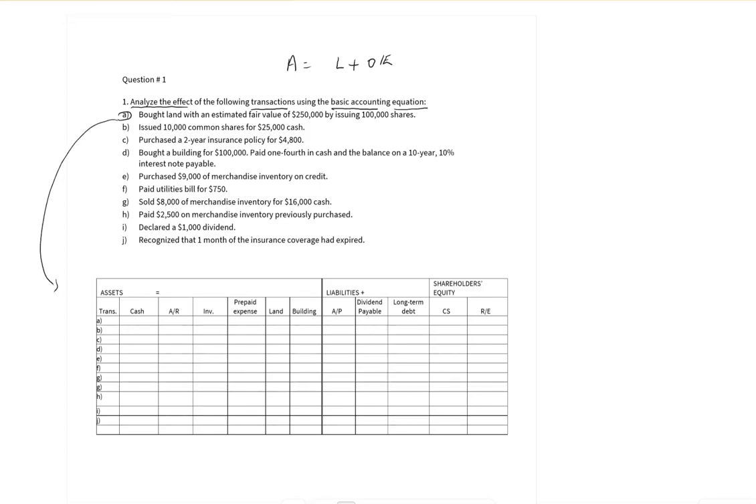The first one is we bought land. We got land with an estimated fair value of 250,000 by issuing 100,000 shares. So we issued shares instead of giving cash, and they gave us land. The land will increase, so we put a plus under land, 250,000. That's the value of the land.